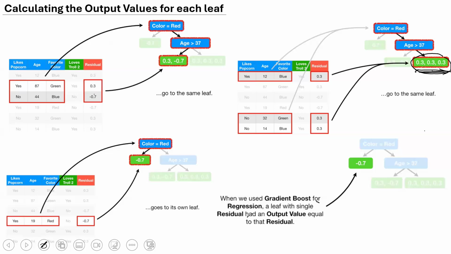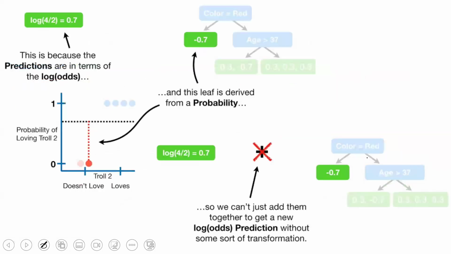When we use gradient boost for regression, a leaf with a single residual has an output value equal to the residual. Okay, when you have a leaf with a single value, that would be the same value, right? You're not taking an average or something. When you have a single value, that would be the same value here. This is because the prediction.